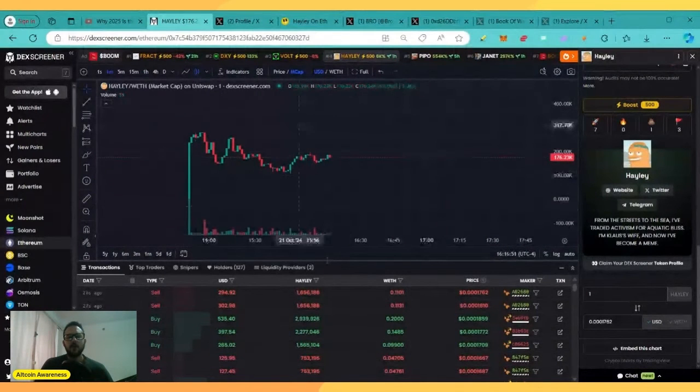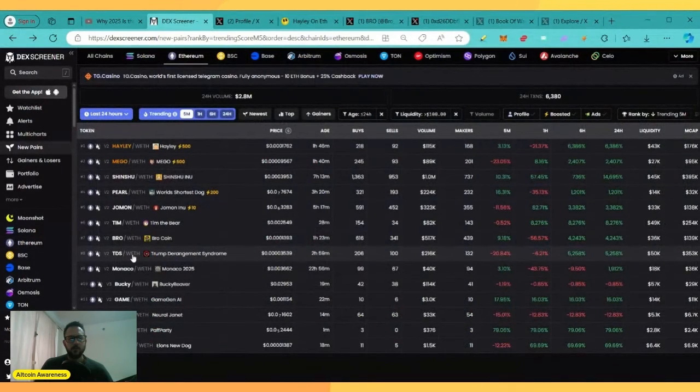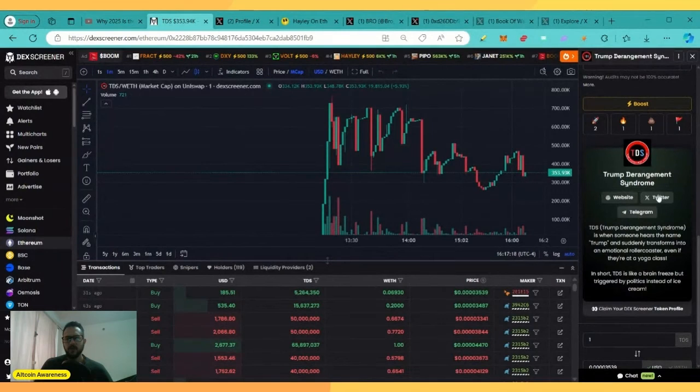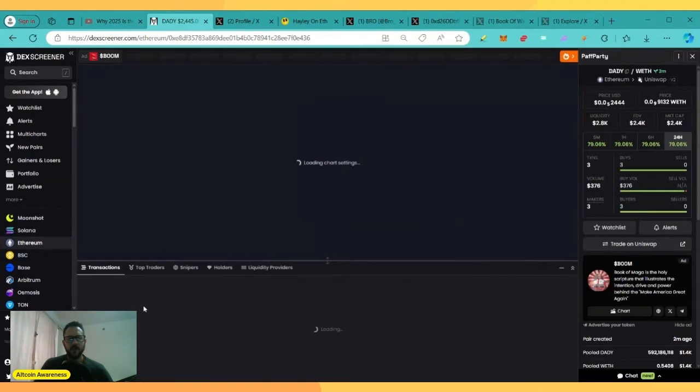And then after I look at the chart and after I look at their website, Twitter or Telegram, be careful, some tokens don't even have a website, an X account, or a Telegram. So let me show you an example. If we go back and we choose this one, for example, TDS, scroll down, you see a website, you see an X account, you see a Telegram. Go back. It's all good here. We have another daddy token.